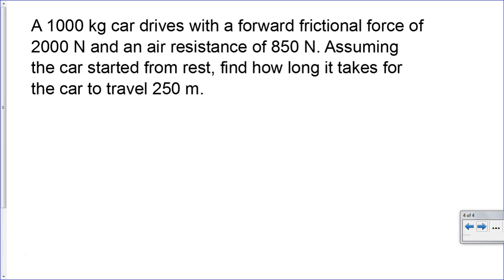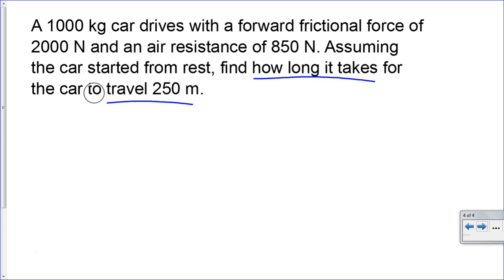All right, so here's the last problem. It says a 1,000 kilogram car drives with a forward frictional force of 2,000 newtons and an air resistance of 850 newtons. Assuming the car started from rest, find how long it takes the car to travel 250 meters. On this one, it's a little bit different, because now I'm giving you a lot of information about the forces. I told you its mass, which gives you the gravitational force. I told you it has this friction force on it. I also told you the value of the air resistance force. So I'm giving you a lot of stuff about forces, and that's where we're going to start this problem. And then in the end, I ask you about its motion. I say, how long does it take for it to travel 250 meters?